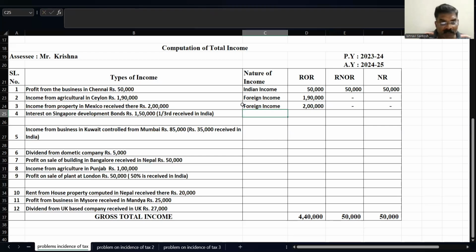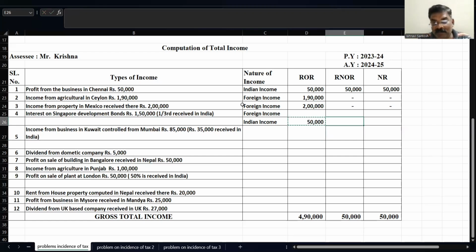Okay, next. Interest on Singapore development bond. The person has invested in Singapore development bonds and is earning an interest worth rupees 1,50,000. One third is received in India. Two incomes are there. The interest which is earned there I will say is a foreign income. In the other case I'll say it is an Indian income. Which is the Indian income here? One third received out of 1,50,000, divided by 3, we get 50,000, which is Indian income.